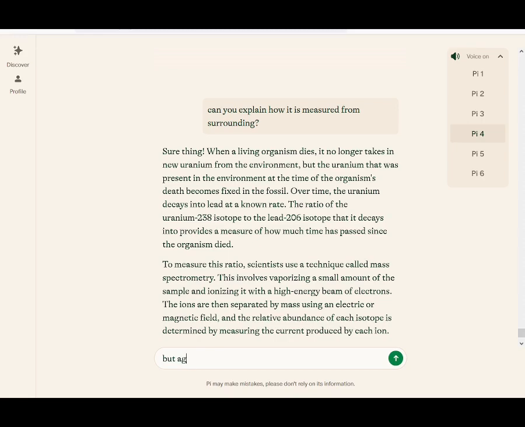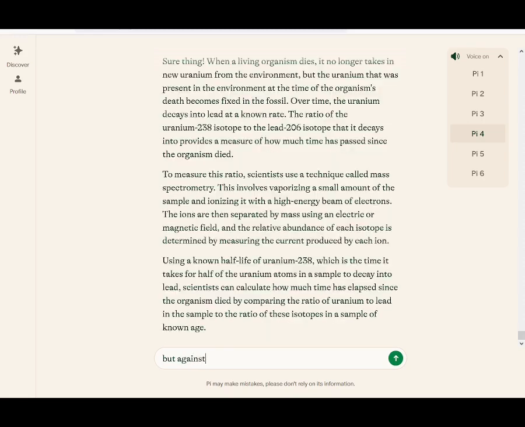Using the known half-life of uranium-238, which is the time it takes for half of the uranium atoms in a sample to decay into lead, scientists can calculate how much time has elapsed since the organism died by comparing the ratio of uranium to lead in the sample to the ratio of these isotopes in a sample of known age.